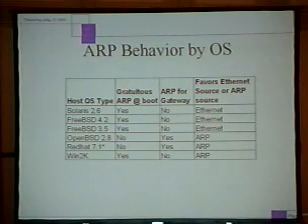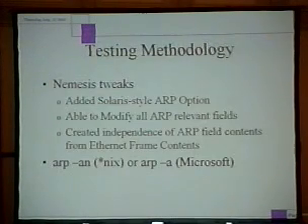I guess let's take a look at the next slide here. All right, this is what I was hoping. How do we do this? We use Nemesis. We made a couple of modifications to Nemesis so that we could first figure out how different hosts behave. This first one up here, we added a Solaris-style ARP option.